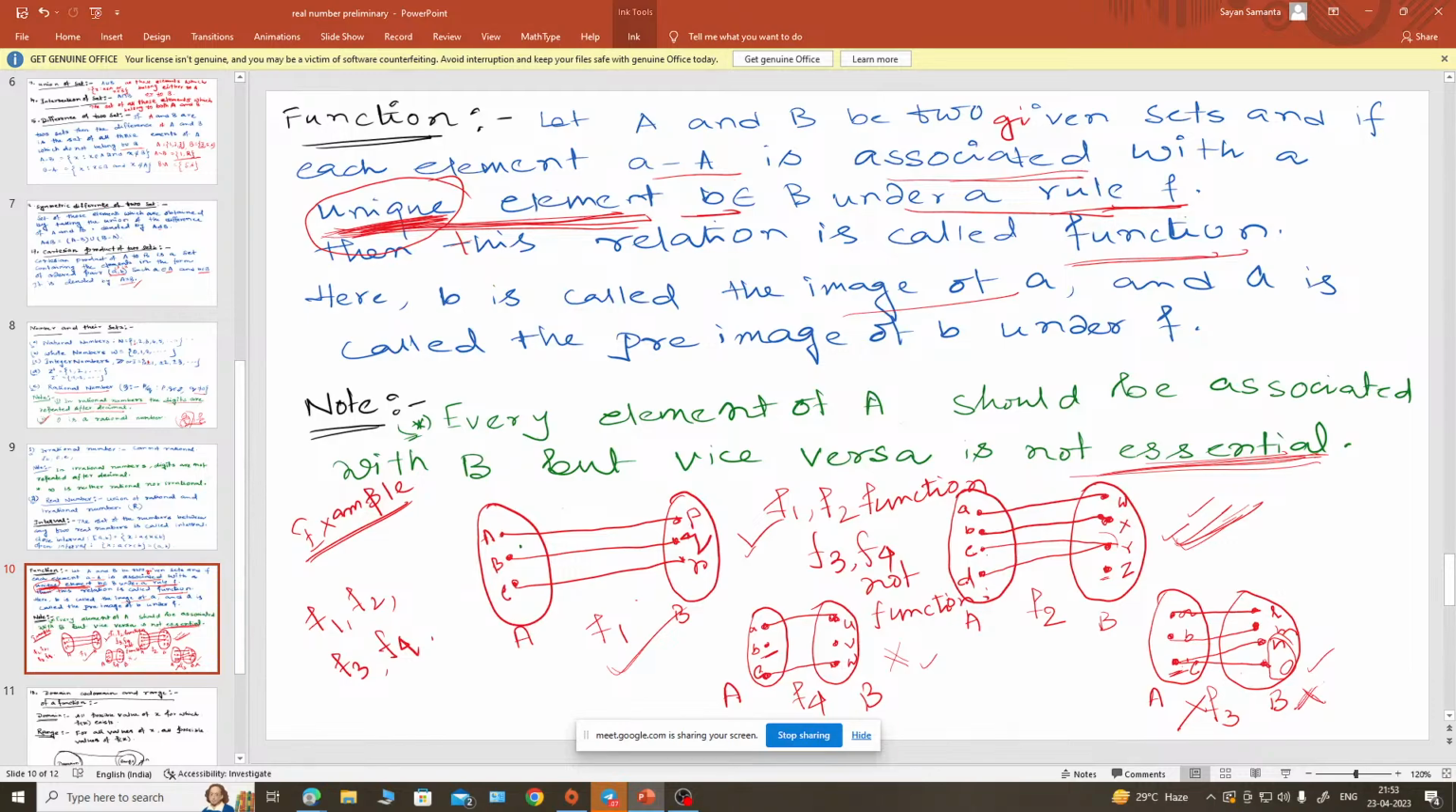Please comment. Is it clear? Any doubt? Please comment. F1 and F2 are functions, F3, F4 are not functions. Is it clear to everyone?